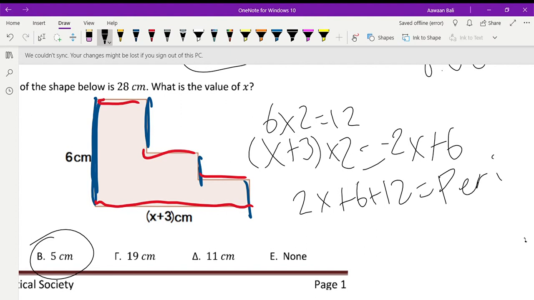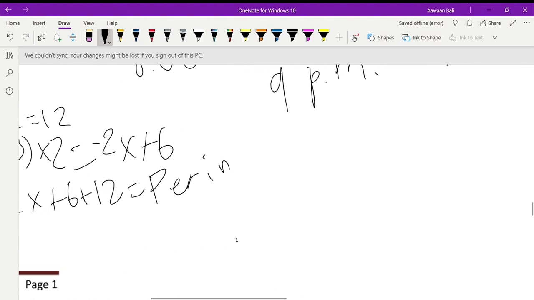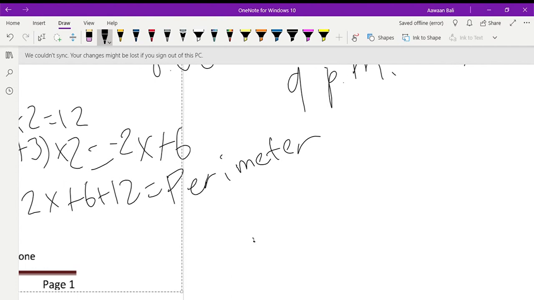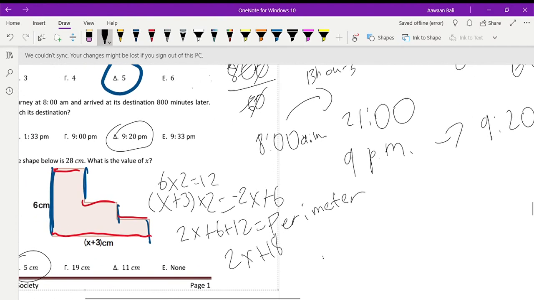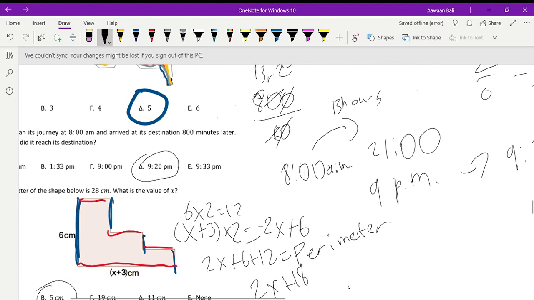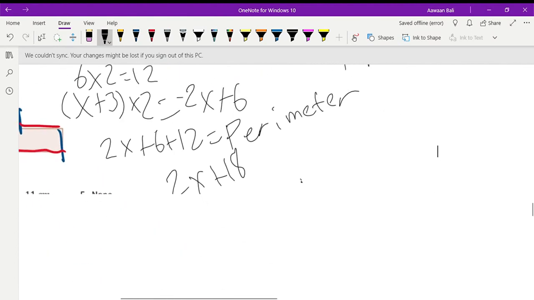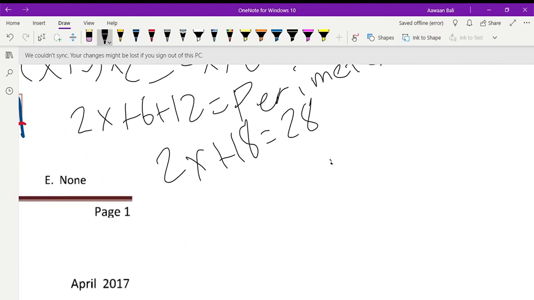So 2x plus 6 plus 12 is equal to the perimeter. You can simplify that by saying 2x plus 18. And anyways, we know the perimeter of the shape below is 28 centimeters from here. So put 28 there, and then 28 minus 18 is 10. You minus both sides by 10, so 2x is 10. And we always have to treat both sides the same, so that the equation will still be equal. So again, we divide both sides by 2.